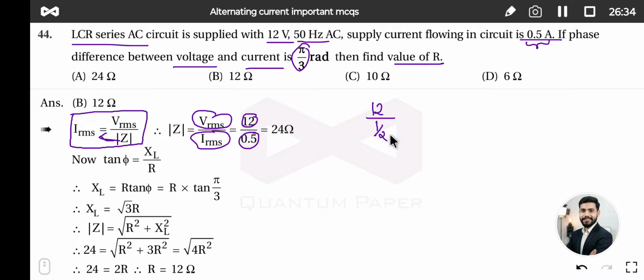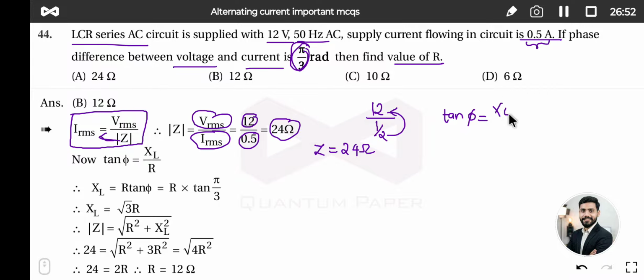So 12 times 2 gives 24 ohm. This is the value of Z, 24 ohm. Then the phase difference is given as pi by 3. So if you apply the formula, tan phi is equal to XL upon R.